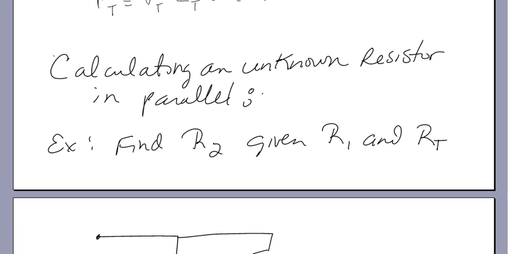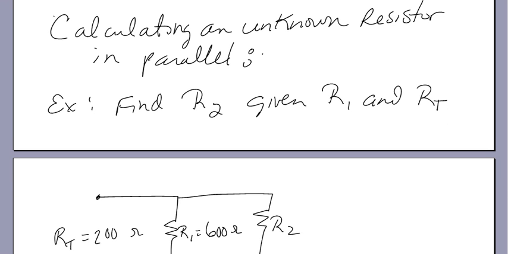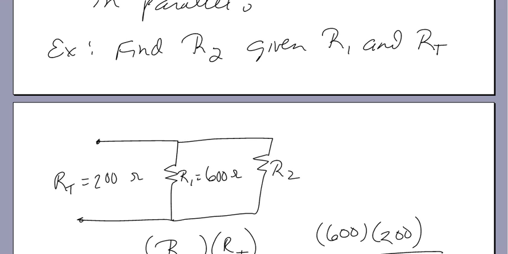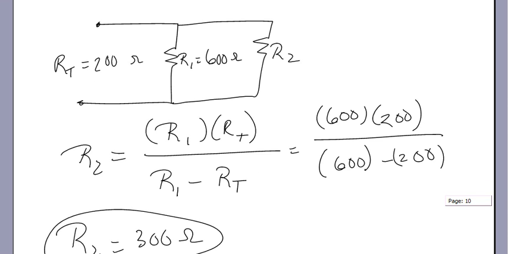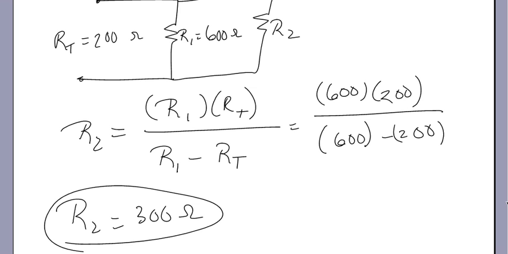Calculating an unknown resistor in parallel. Example. So here I know total resistance and I know one resistor. I don't know the other resistor value, so I'm looking for the other resistor value. So find R2 given R1 and RT. So this one looks like this. RT is 200, R1 is 600.